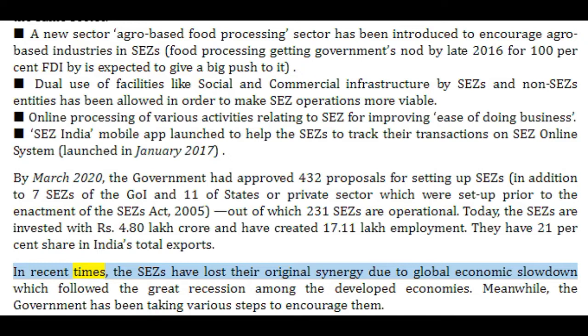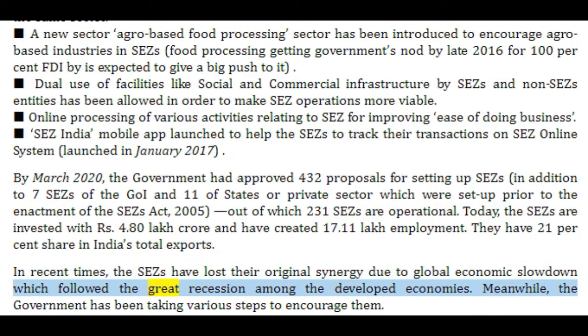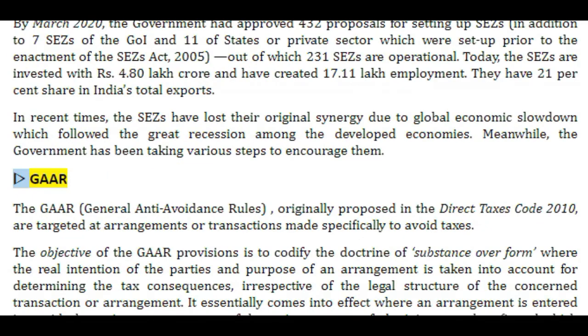In recent times, the CES have lost their original synergy due to global economic slowdown, which followed the Great Recession among the developed economies. Meanwhile, the government has been taking various steps to encourage them. GAAR. The GAAR, General Anti-Avoidance Rules, originally proposed in the Direct Taxes Code 2010, are targeted at arrangements or transactions made specifically to avoid taxes.